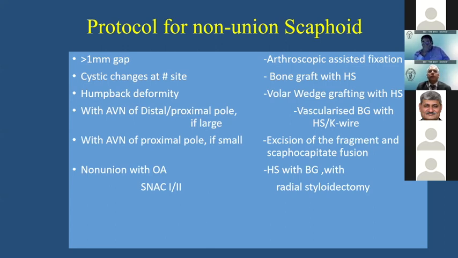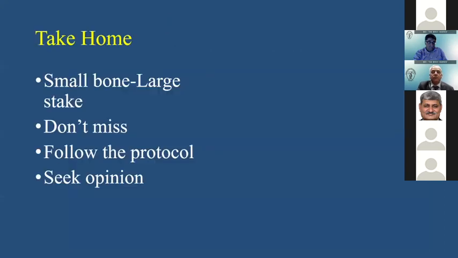And whenever there is AVN of the proximal pole and the proximal pole is very small, you can excise the fragment, because there can be carpal instability. You can do what you call a scaphocapitate fusion. And when you have a non-union with early osteoarthritis changes, SNAC 1 or SNAC 2, you can always go and do a radial styloidectomy, because the arthritis is restricted to only the radial aspect, between the styloid and scaphoid region. So you can do a radial styloidectomy and put in a Herbert screw and a bone graft, and then they do extremely well. You can halt or slow down the progression of osteoarthritis and leave the salvage procedures for a later date.